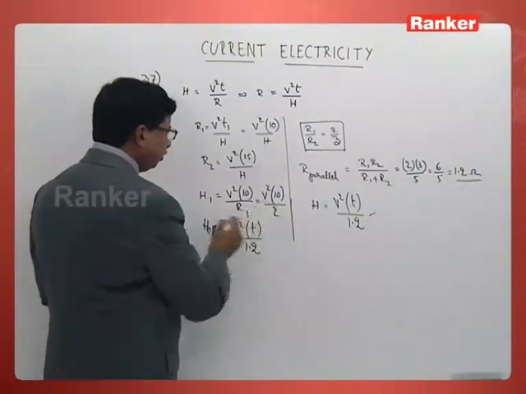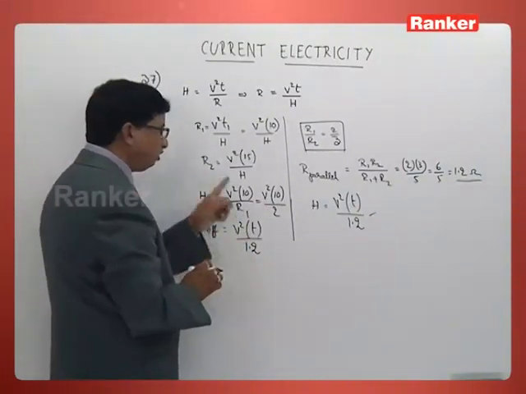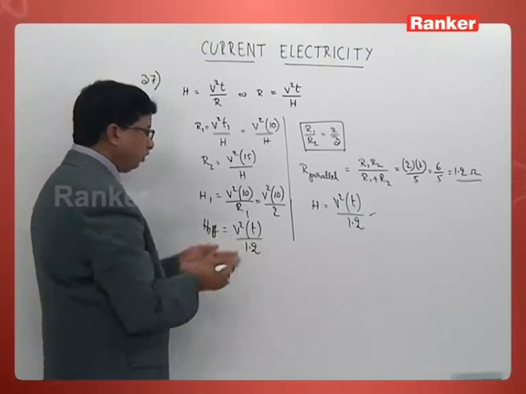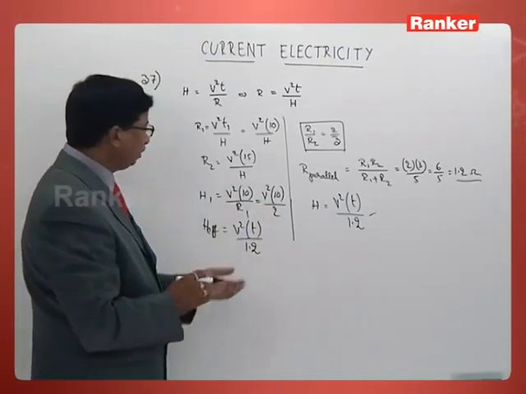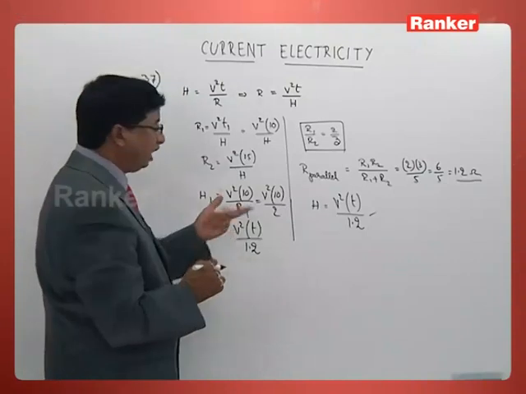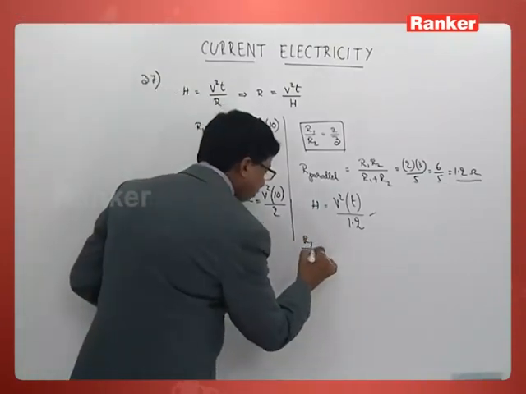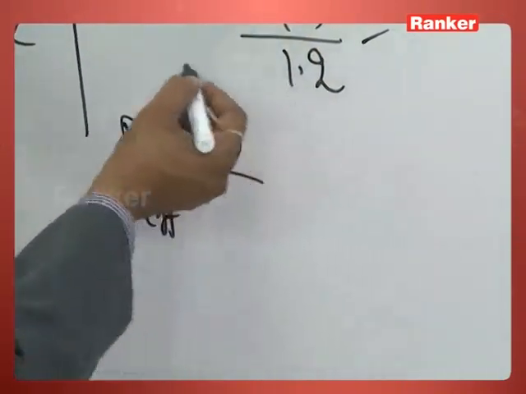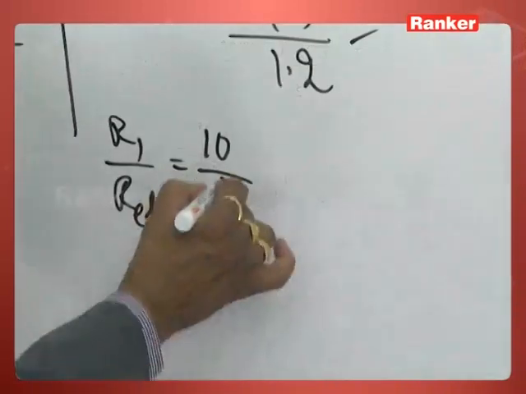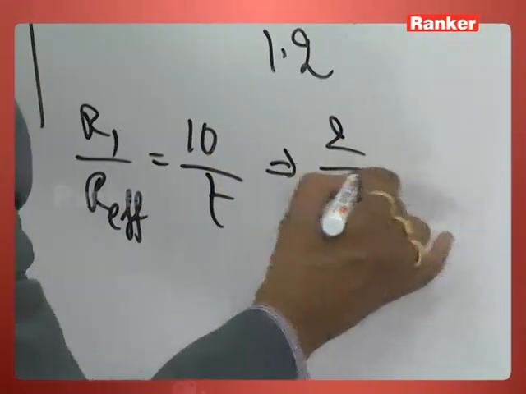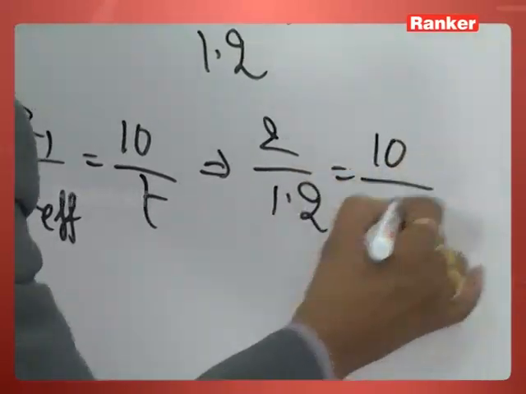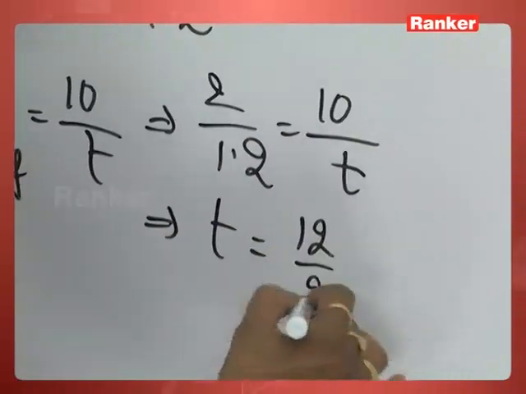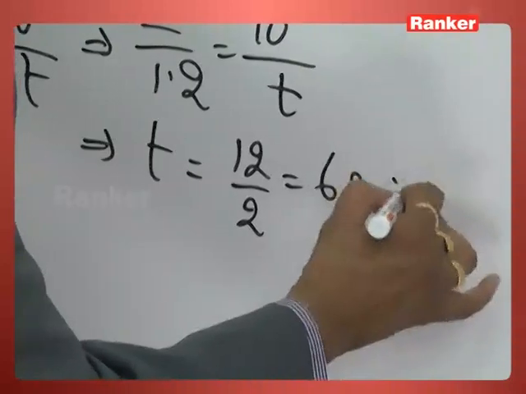What will you get under this particular concept? How much time it takes is the question. So what time it takes in this particular case? R is proportional to the value of T here. So what can we write? R1 is proportional to 10. So what can we write here? R1 by R effective is equal to 10 minutes by this value of R effective, which is T. So what can we write? 2 by 1.2 is equal to 10 by T. Then what will be T now? It's 12 over 2, which now becomes 6 minutes over here.